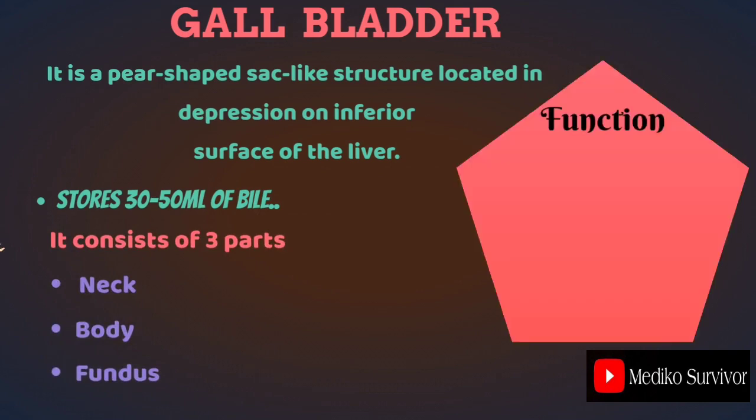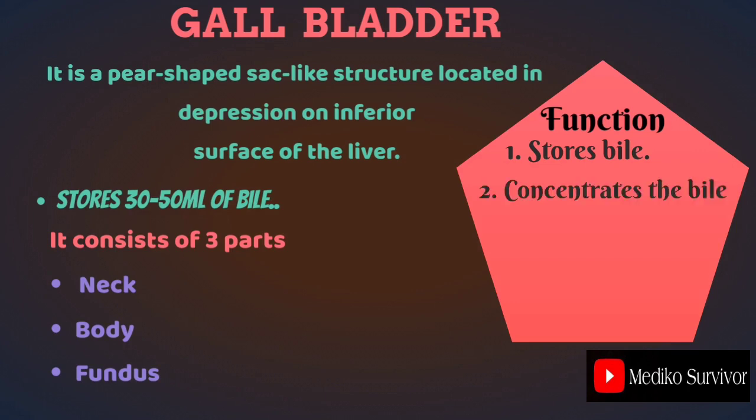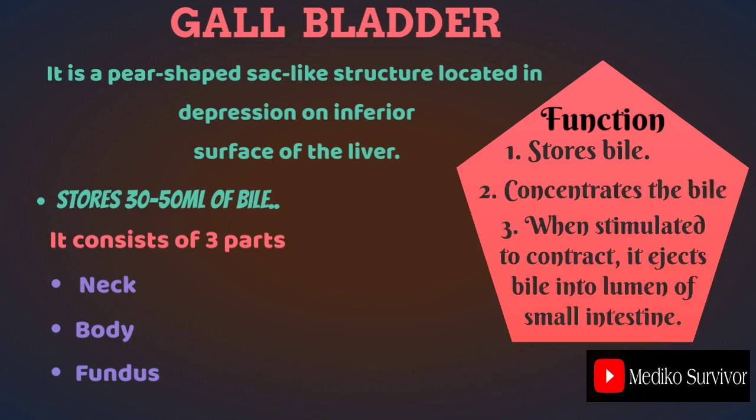Functions of gallbladder. Number 1. It stores bile. 2. It concentrates bile. 3. When stimulated to contract, it ejects bile into the lumen of the small intestine.